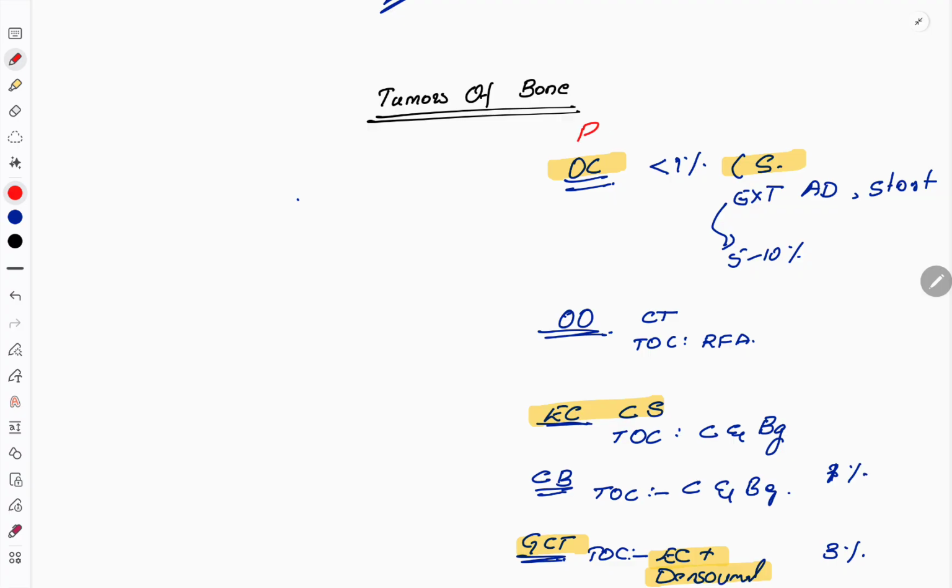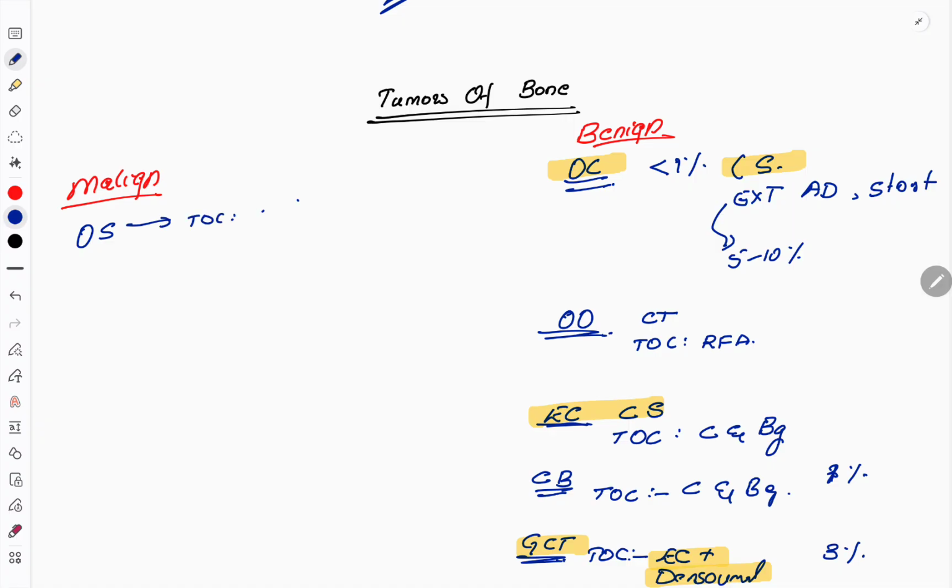So these were all benign tumors. Now we'll see the malignant tumors. When it comes to malignant tumors, you have osteosarcoma. Here you will see Codman's triangle. Again, I've shown you Codman's tumor is chondroblastoma. Codman's triangle is seen in osteosarcoma, and you have a sunburst appearance. Osteosarcoma, the treatment of choice is surgery plus chemo. The chemo regimens are the T10 regimen and MAP regimen. This is the most radio-resistant tumor.